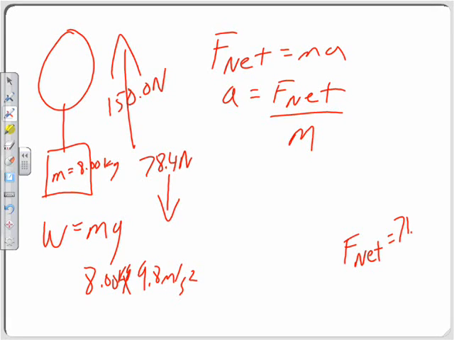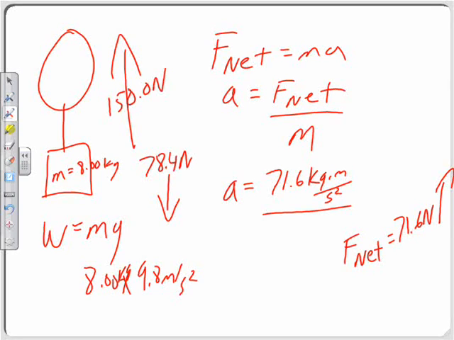And it's 71.6 newtons acting upward. That is the force that causes our acceleration. So to find acceleration, a equals net force, 71.6 newtons. I'm going to write the newtons this way so that we can see our unit cancellations. That's what a newton is.